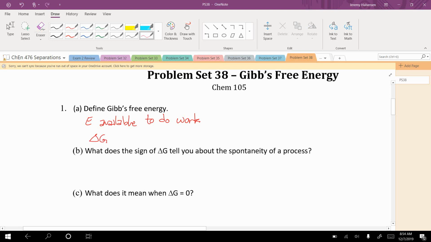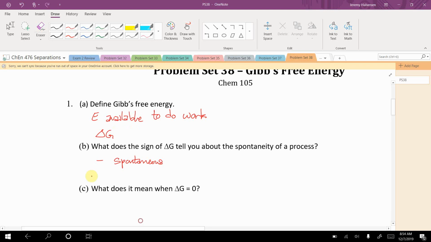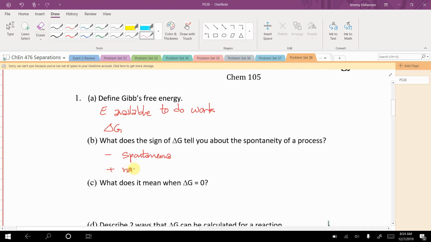What does the sign of delta G tell you about spontaneity of a process? If delta G is negative, that's spontaneous. In other words, it has extra available free energy, so it's going to release energy in general instead of having to be given energy to happen. So that's going to be spontaneous. Positive would be non-spontaneous.